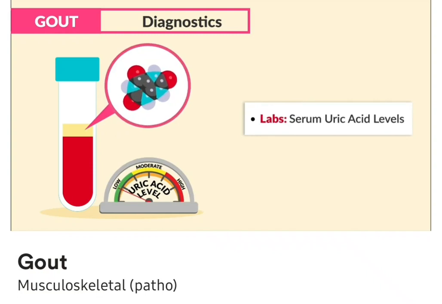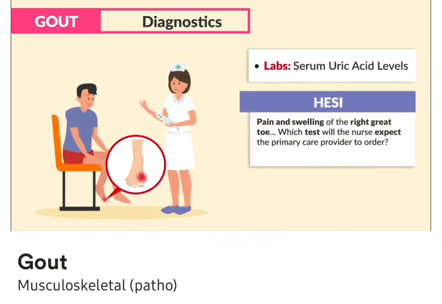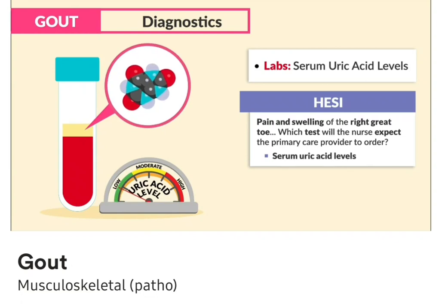So serum uric acid levels are taken and will be elevated in clients with an acute gout flare-up. Hesse mentions pain and swelling of the right great toe. Which test will the nurse expect the primary care provider to order? Serum uric acid levels. Yes, so write that down. Pain and swelling, right great toe, huge indication of a gout flare-up.